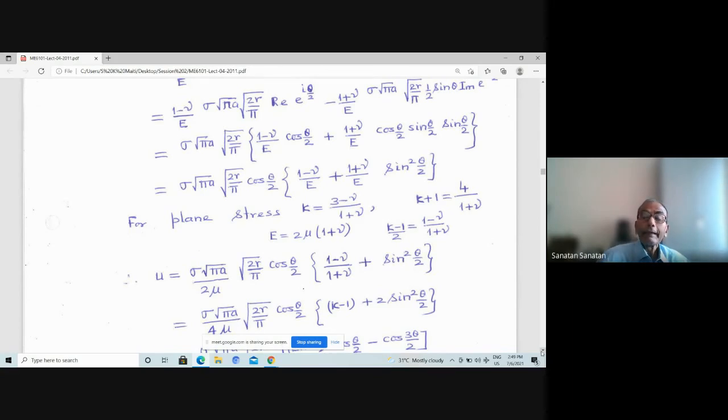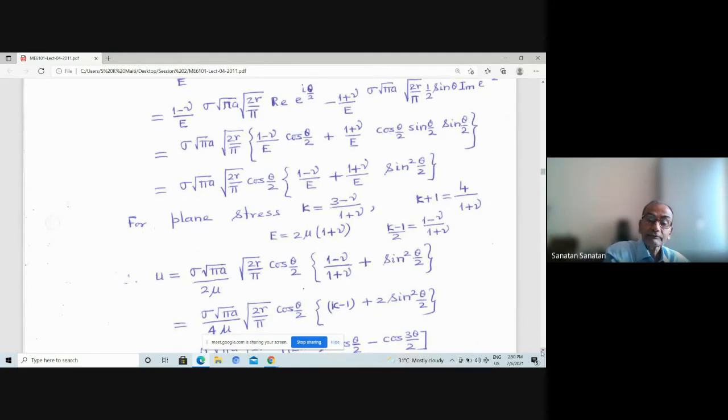And indeed, in this type of expression, one advantage we can derive when we assume plane stress condition is that these constants can be substituted by another symbol. This nu and E can be converted in terms of modulus of rigidity, and also this nu can be written in terms of one symbol kappa. This is kappa. It looks like k, but it is kappa. Kappa is (3 minus nu)/(1 plus nu), and kappa plus 1 is 4/(1 plus nu). With all that, it can finally be written in the form sigma root pi a by 2 mu, mu is the rigidity modulus, square root of 2r by pi, cos theta by 2, (1 minus nu)/(1 plus nu) plus sin square theta by 2.